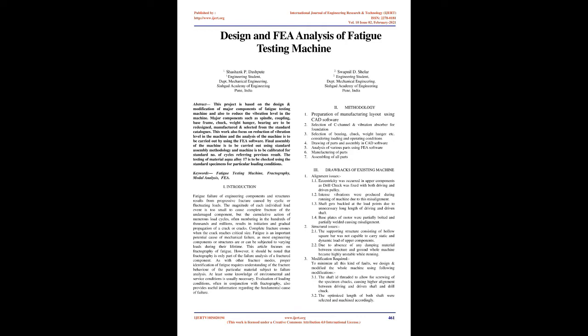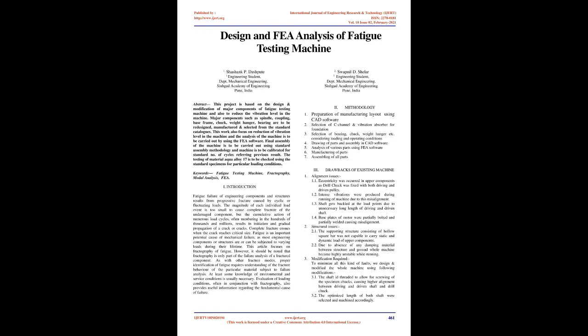Fatigue is an important potential cause of mechanical failure, as most engineering components or structures are or can be subjected to varying loads during their lifetime. This article focuses on fractography of fatigue. However, it should be noted that fractography is only part of the failure analysis of a fractured component.